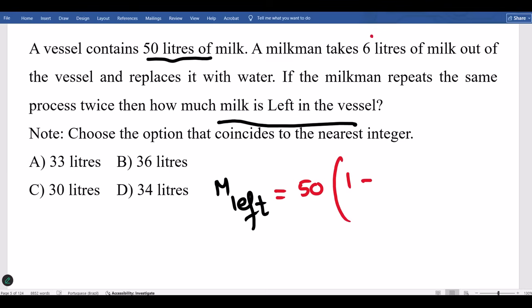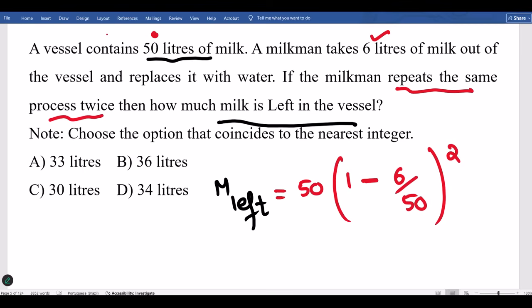From the total, you are removing 6 liters out of 50. So 50 into 1 minus, and what is this minus? How much you are removing, 6, from the total 50. How many times you are doing it: repeat the same process twice. See, already the first time you removed. Now repeating twice, repeat the same process. Twice means whole square only. Two more times means whole cube. My dear friend, two more times means already one time is completed. Two more means whole cube will come. Repeat the same process twice, they said. So totally two times. That we had to understand from the given question only.